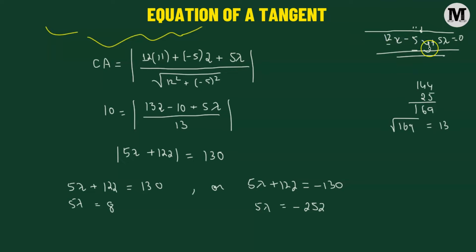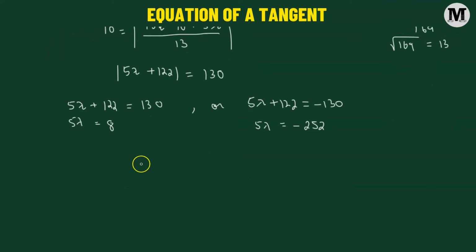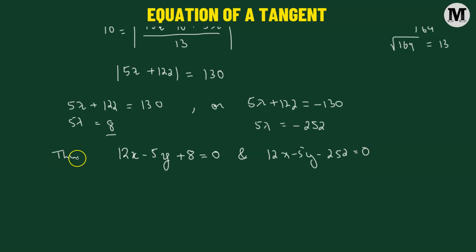Fine. Now we substitute this into the equation of the tangent. We have 12x minus 5y plus 5 lambda. In place of 5 lambda, we replace it with 8. This gives us one equation, and the other equation of the tangent line will be 12x minus 5y minus 252 equals 0. Thus, these are the two equations of the tangent.